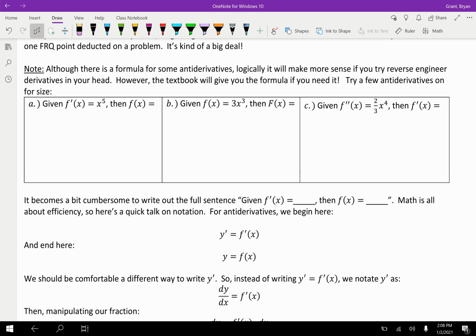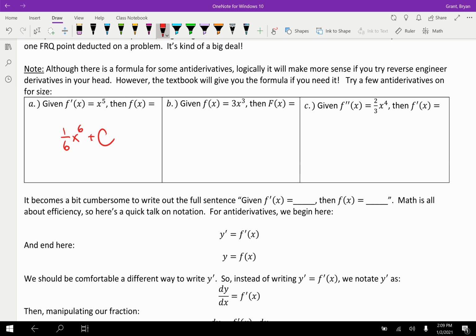Alrighty, let's see how we did here. This first one I think is probably not too bad. When we find the antiderivative of f prime of x equals x to the 5th, then we should find that f of x equals 1/6 x to the 6th power. The 6 will cancel out the 1/6 when we're checking that derivative, but we of course can't forget that plus C. Alright, what about 3x cubed?